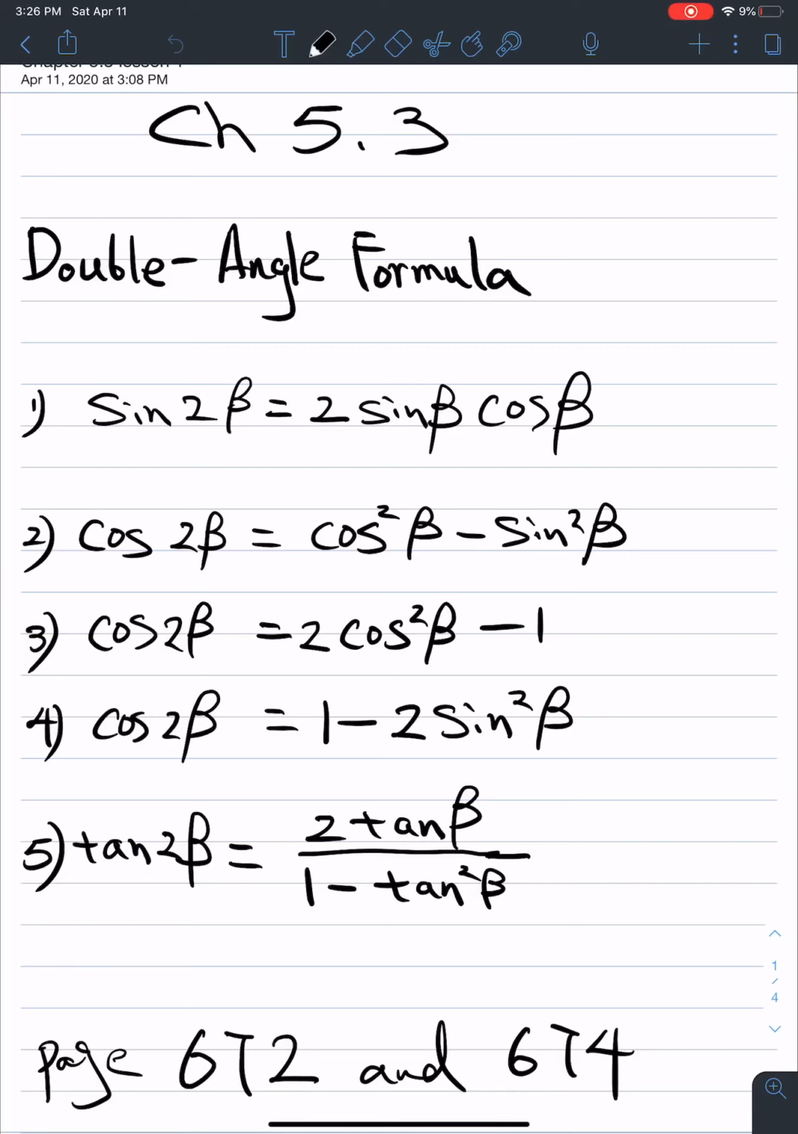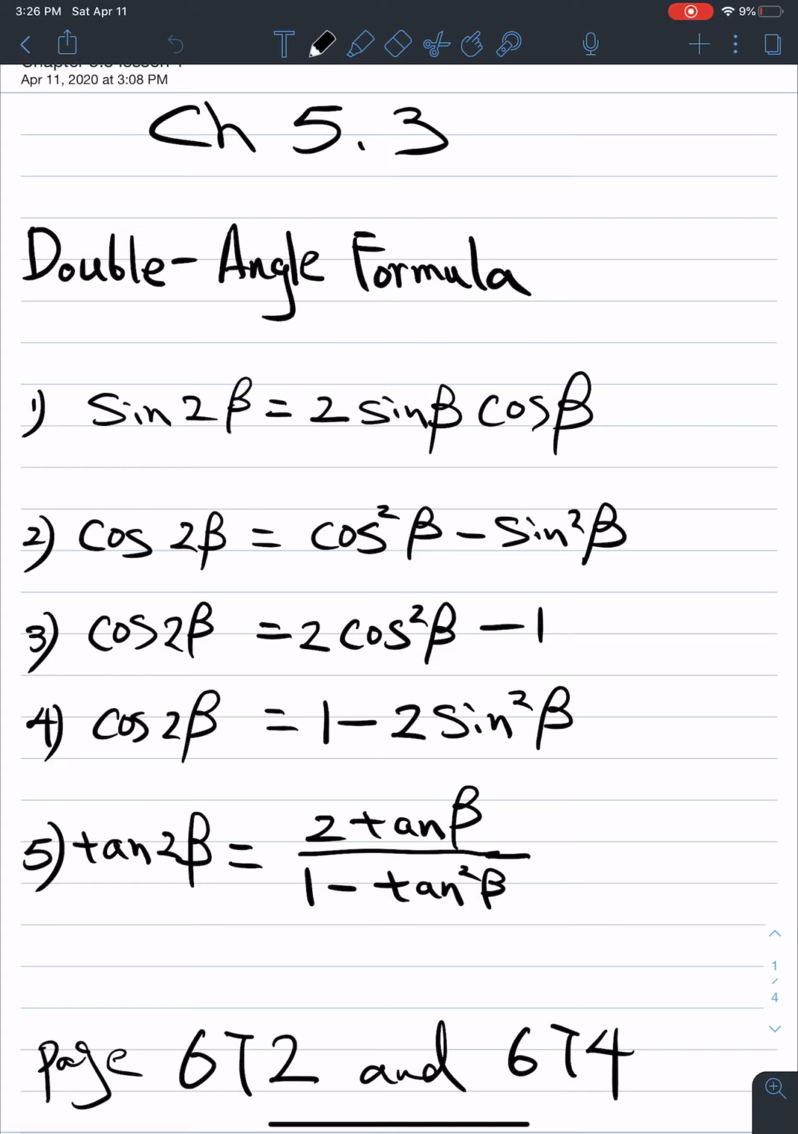Hi everyone, let's begin chapter 5.3. I divide 5.3 into two lessons. The first lesson has only one example, example 1. The second lesson has two, examples 2 and 3, and then we are done for 5.3. And then you can prepare for the last exam.